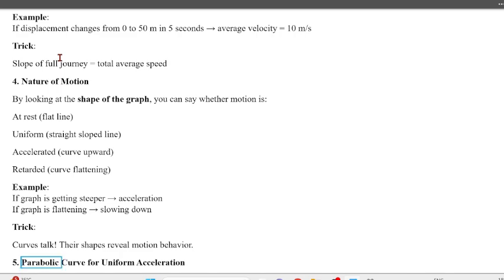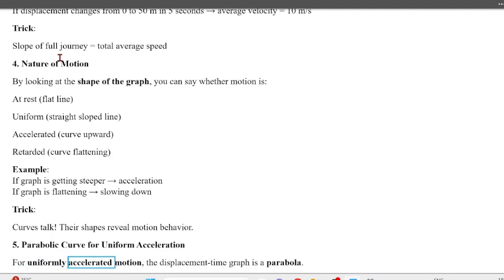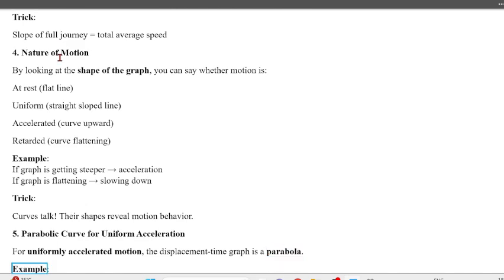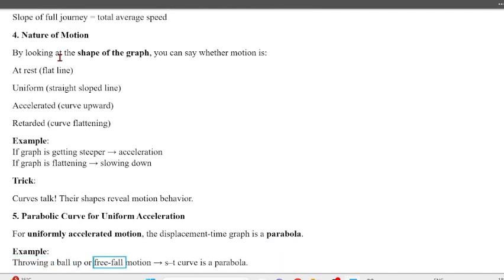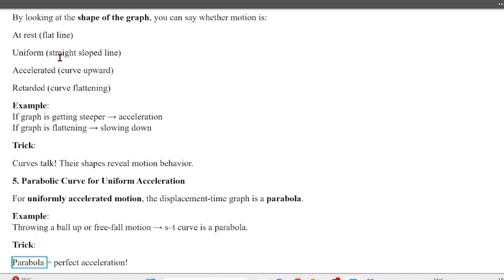5. Parabolic curve for uniform acceleration. For uniformly accelerated motion, the displacement-time graph is a parabola. Example: throwing a ball up or free-fall motion, the s-t curve is a parabola. Trick: parabola means perfect acceleration.